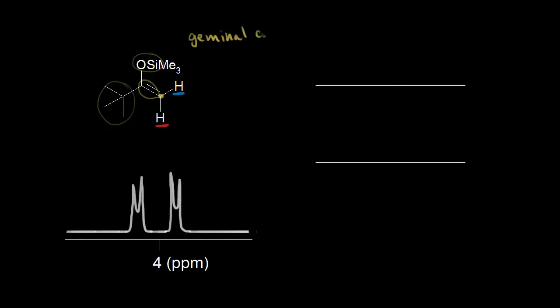So geminal refers to the fact that both protons are on the same carbon, and coupling can occur. Those protons are close enough that they can affect each other. So let's think first about the NMR spectrum with no coupling. We would expect one signal for the blue proton and one signal for the red proton. So here's the spectrum with no coupling.